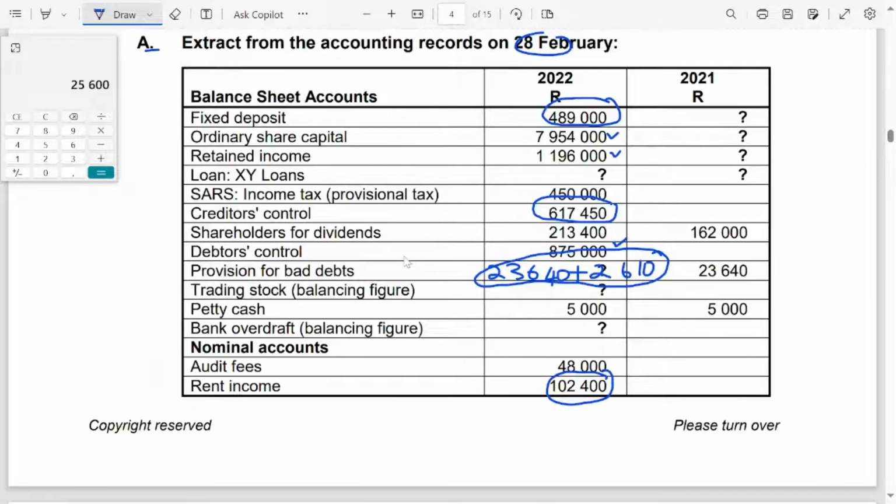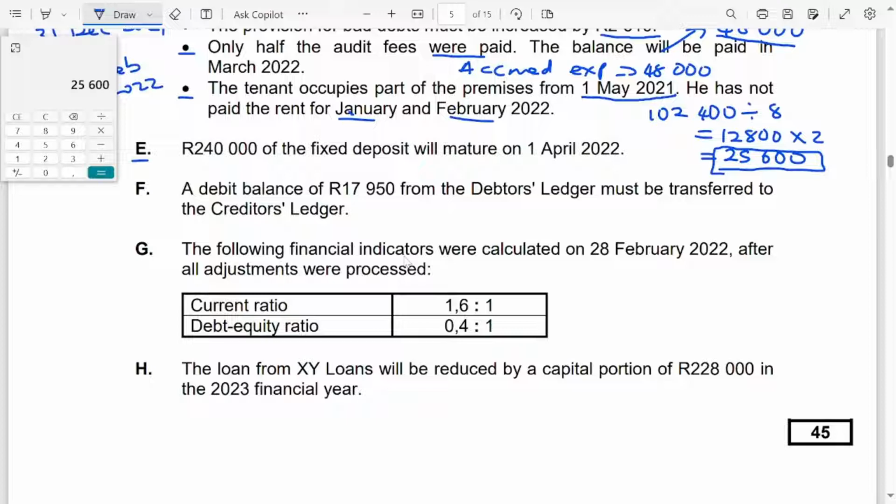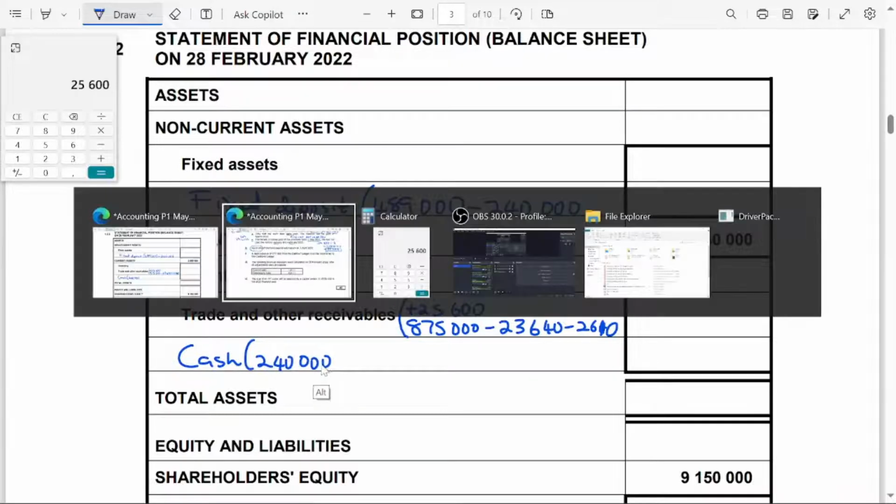Right? Let's continue. Now, what did they say here? They said 240,000 of the fixed deposit will mature on the 1st of April 2022. That is the next financial year. Once a fixed deposit is going to mature within a period of less than 12 months, it no longer falls under the non-current asset. It must now fall under the current asset. So this 240,000, we must subtract from the fixed deposit under the non-current asset. Then we're going to put it under the cash and cash equivalents, as a fixed deposit maturing in 12 months.